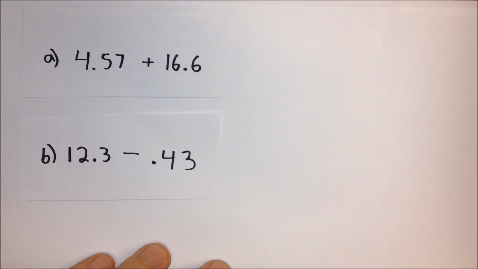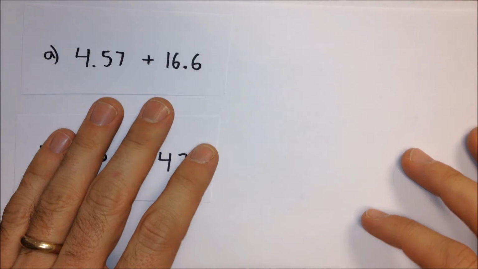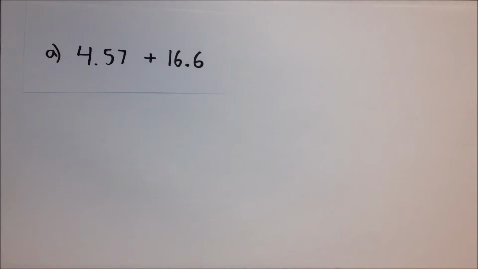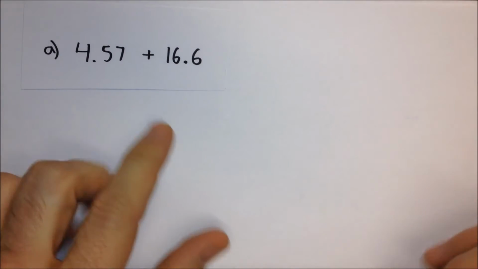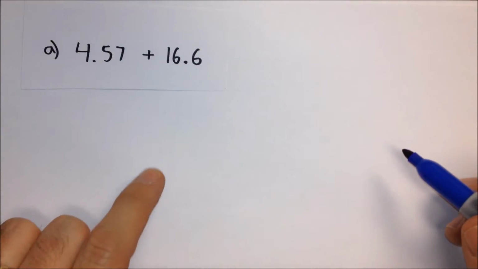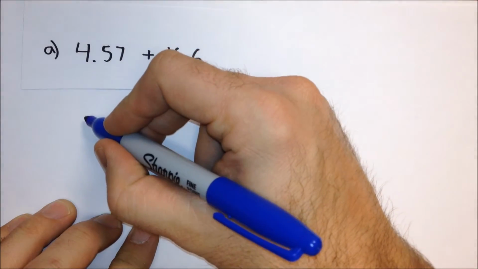Very good. We're now back. Hopefully you've given these both a really good attempt. Let's look at problem A first and see if we get the right answer, and see if we can get the same answer that you got. If I do 4.57 and 16.6, what I want to do is put those together on top of each other.